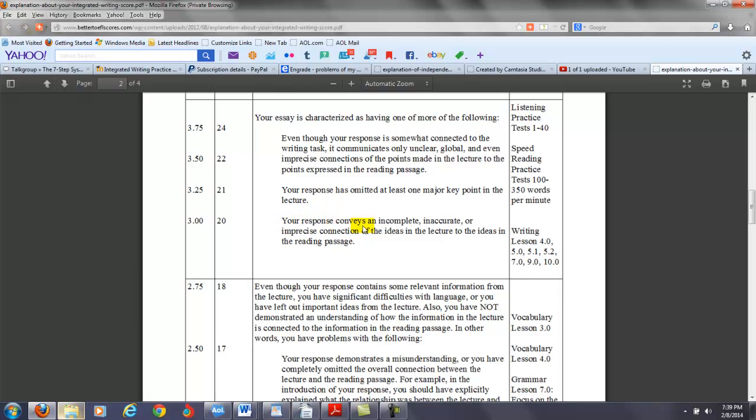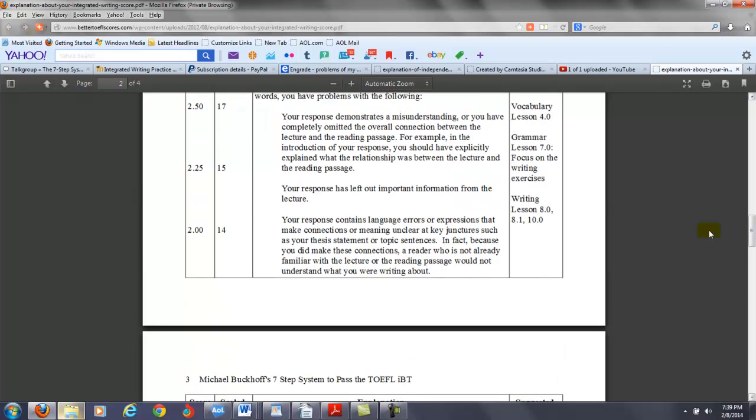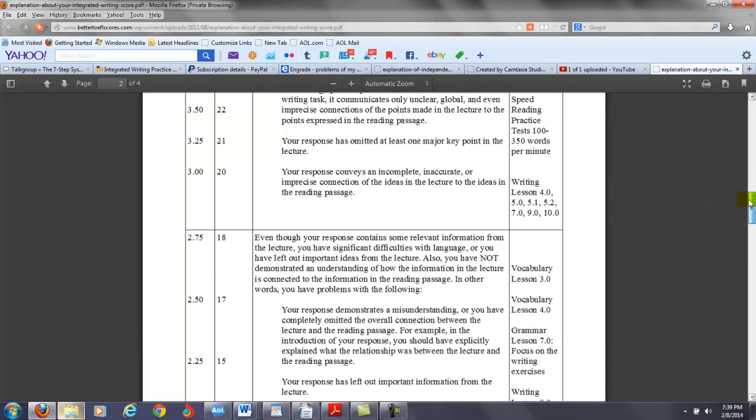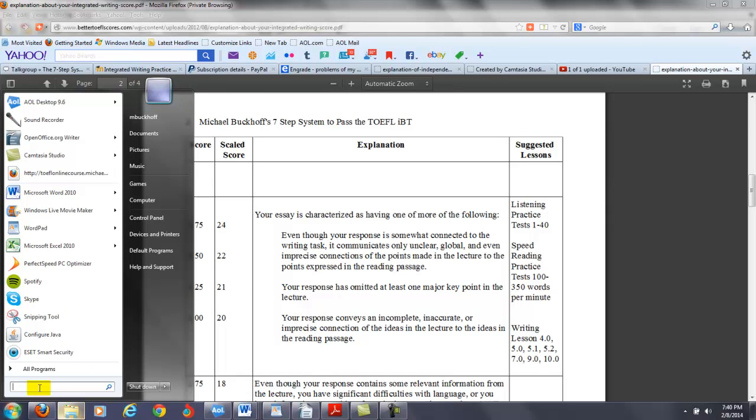The response conveys an incomplete, inaccurate, or imprecise connection of the ideas. You have omitted at least one major key point. I think you're okay there. If you look under the rubrics here with grammar, your response contains language errors or expressions that make connections. Now, I don't think you're that bad. I'm going to put you in the 3 area here. I'm going to put you at 3.25 out of 5, or 21 points out of 30 on this particular practice test.